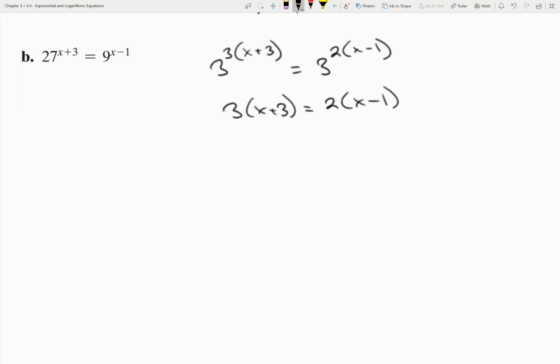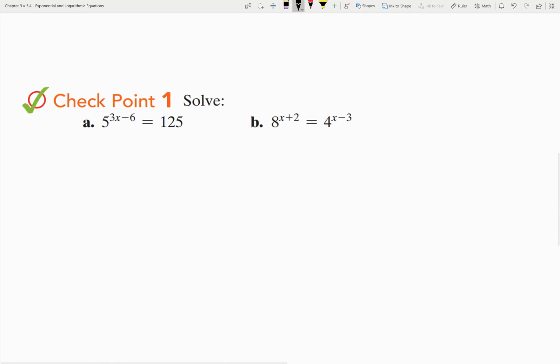Now I solve this just like any other linear equation. So this is 3x plus 9 is equal to 2x minus 2. I'm going to do the variable first, subtract that from both sides. I'm going to subtract 9 from both sides to give me negative 11. You can get negative answers. That's fine. Negatives can be exponents.